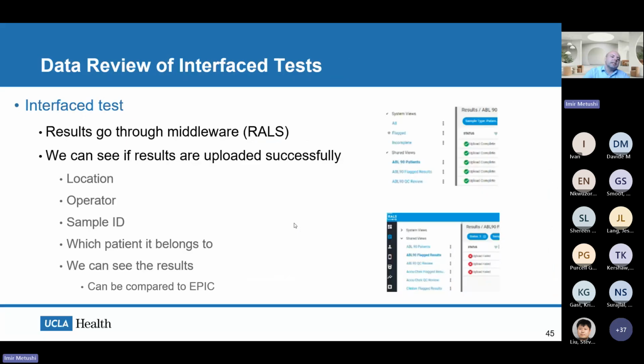The alternative, just to talk about interfacing, is to have the test interfaced, which we do for several of them. This is great because results go through the middleware, and we can see that some results are uploaded successfully, like here with the checkbox. If you click on that, you can see the location, who ran it, the sample ID, the patient it belongs to, and the results, and you can compare those to Epic if you really wanted to. When results are not uploaded successfully, you can also see that. That could be because there's no chart or the patient moved around. There could be various reasons, but at least you know.